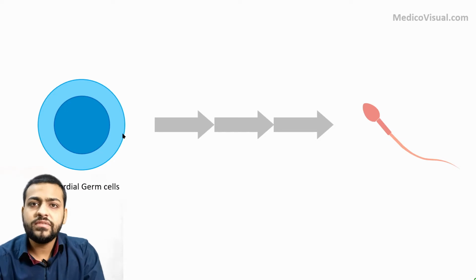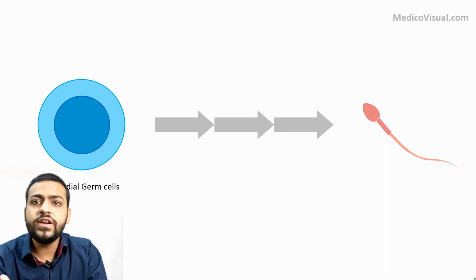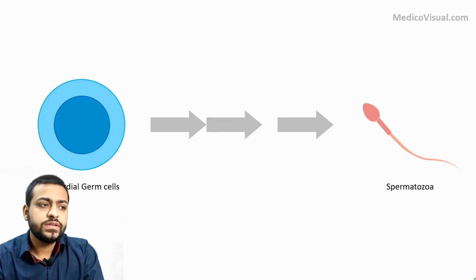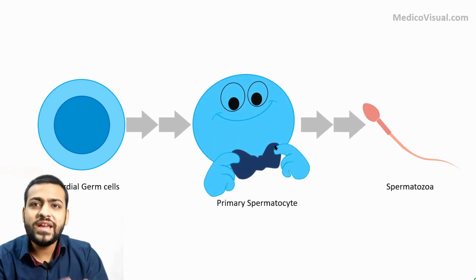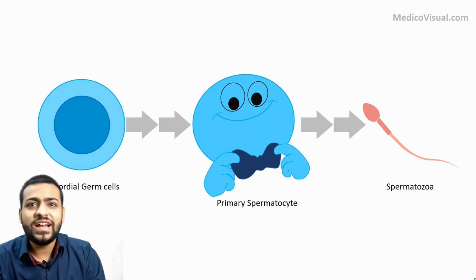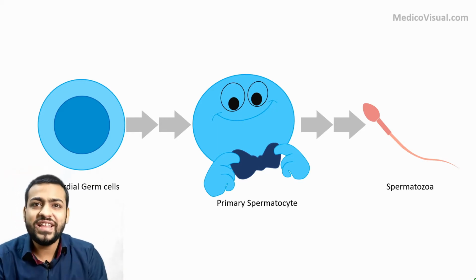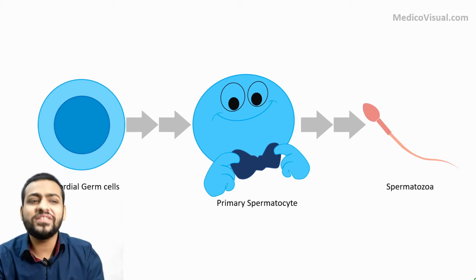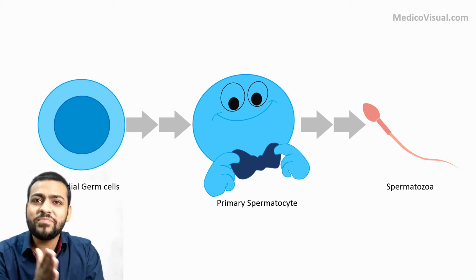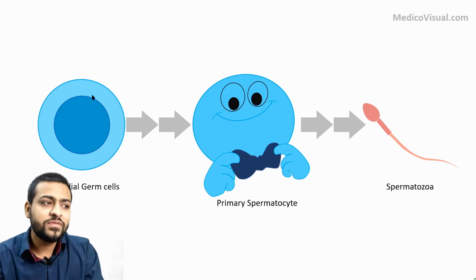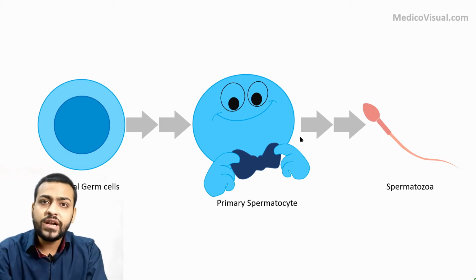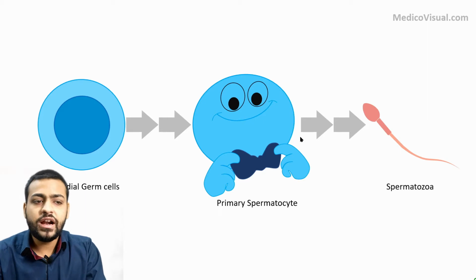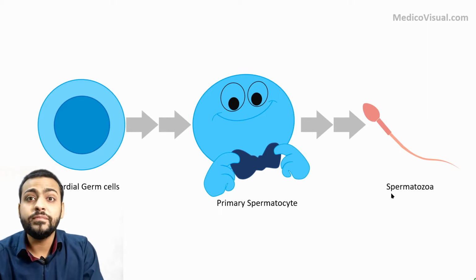So the primordial germ cell cannot directly go into meiosis. It will first form a cell that is well prepared, that is ready to undergo meiosis, and that cell we call the primary spermatocyte. So first the primordial germ cell, through a multi-step pathway, forms the primary spermatocyte, and then the primary spermatocyte through a multi-step pathway will ultimately form mature sperm.